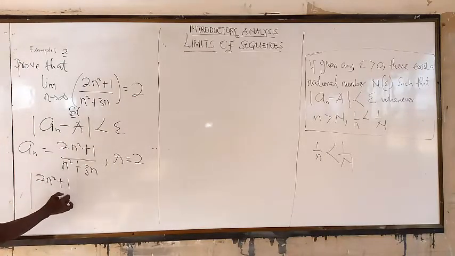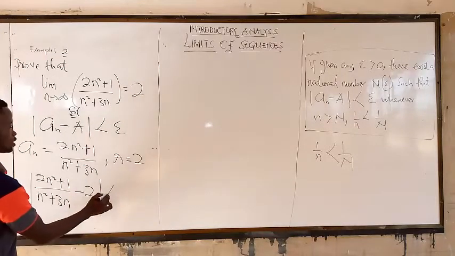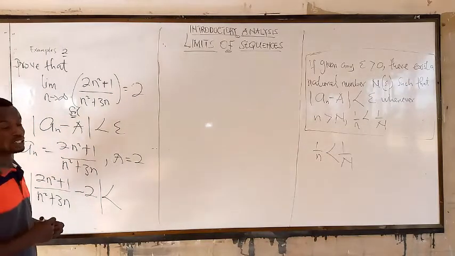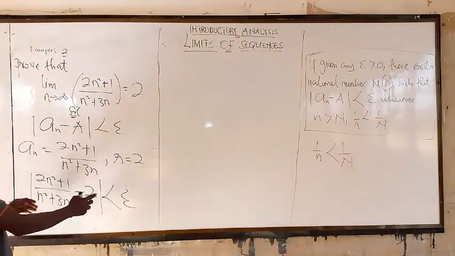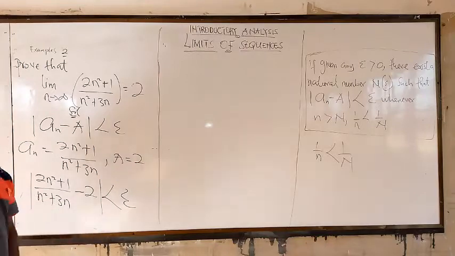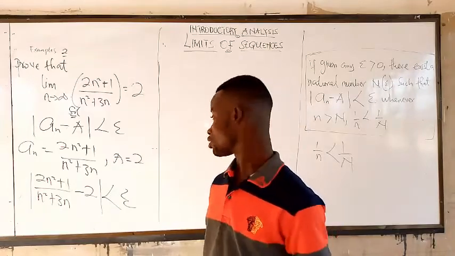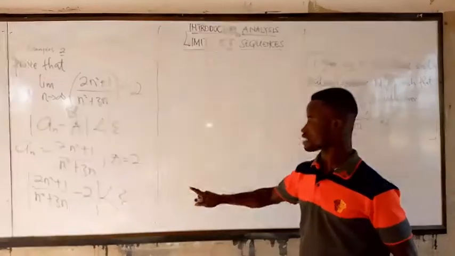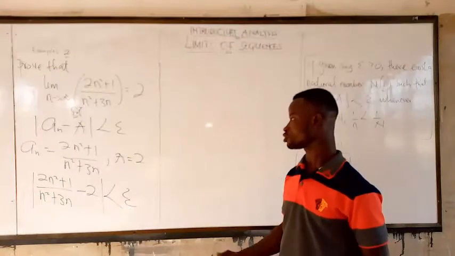So what we mean is just simple as this: the absolute value of (2n squared plus 1) over (n squared plus 3n) minus 2 is going to be less than what? This absolute sign is very important. When we take the absolute of all these, the result is going to be less than the epsilon. From here you can choose to bring the epsilon or choose not to bring it.